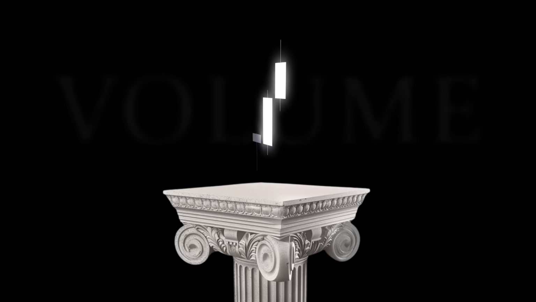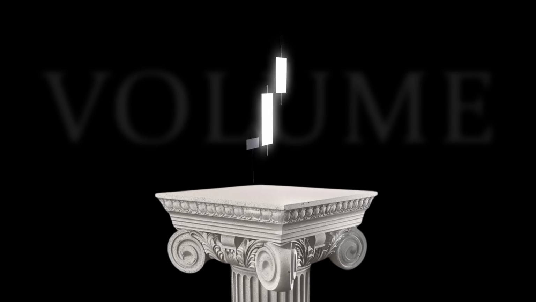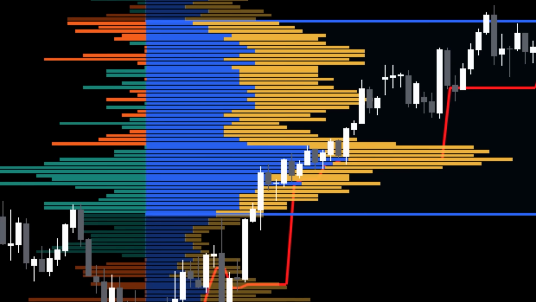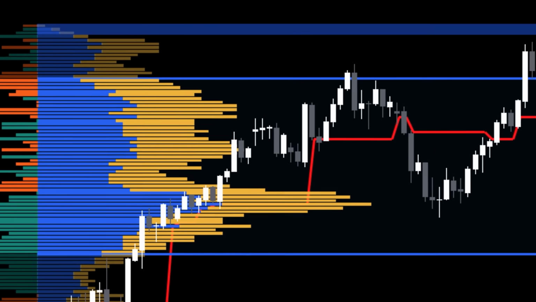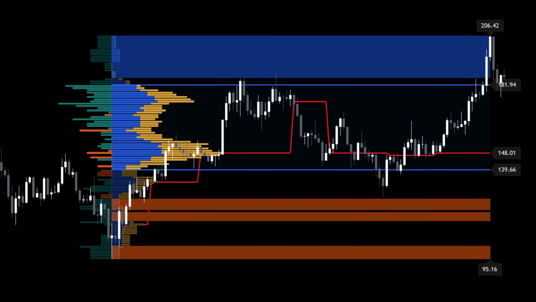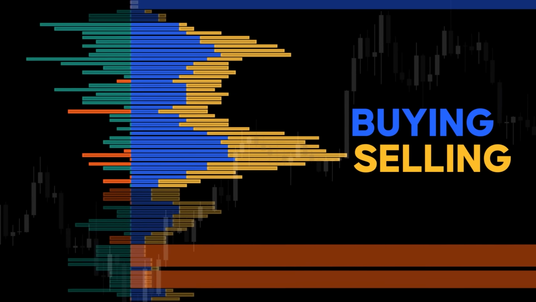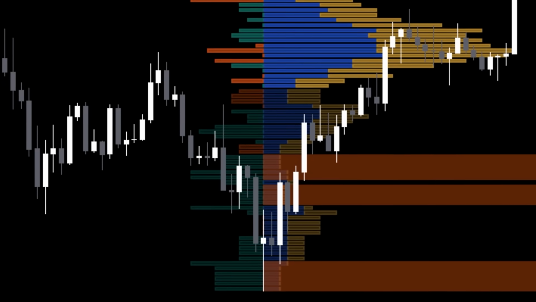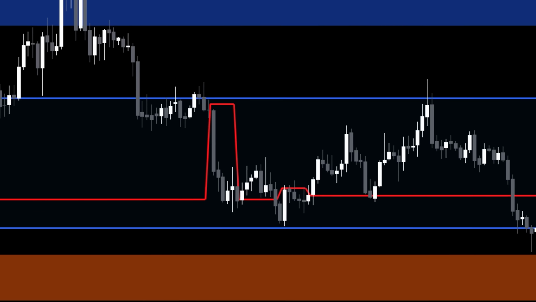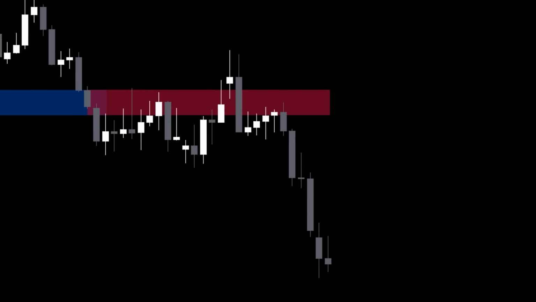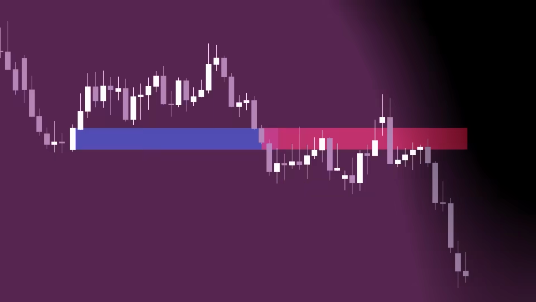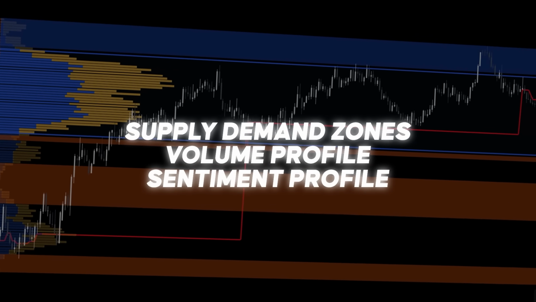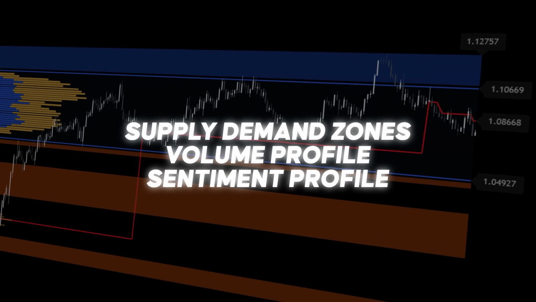Let's dive in. Volume is a core pillar of most trading strategies, but raw volume alone only tells part of the story. A volume profile takes it further by showing you where volume is concentrated across different price levels. From there, we can break down the volume into buying and selling pressure, giving us a sentiment profile that reveals where bulls and bears are stacking their positions. And when we combine both profiles, we uncover key imbalances in the market. Areas of surplus become supply zones, and areas of deficit reveal demand zones. Seeing all three in one unified view gives you powerful insight into optimal entry and exit points.